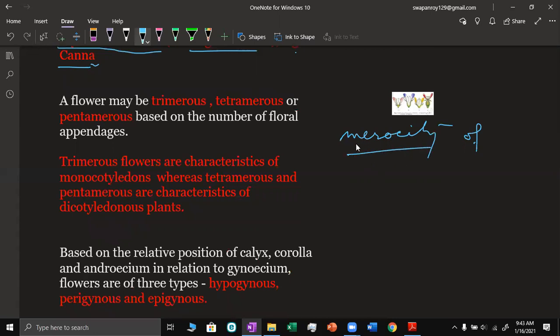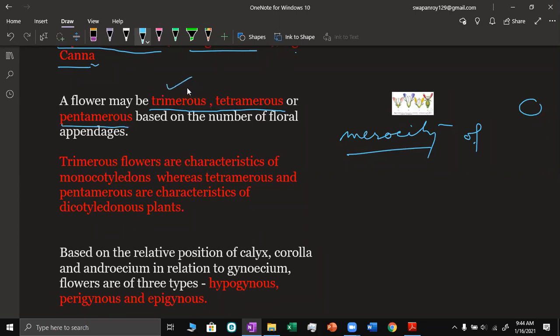So in merosity, how many parts are there in each floral whorl? If a calyx consists of how many sepals, how many petals, how many androecium, that is there in each of the rings. So this is based on that: flowers are trimerous, tetramerous, or pentamerous.